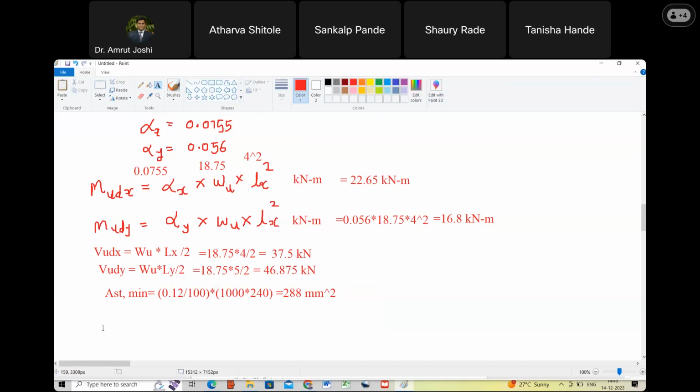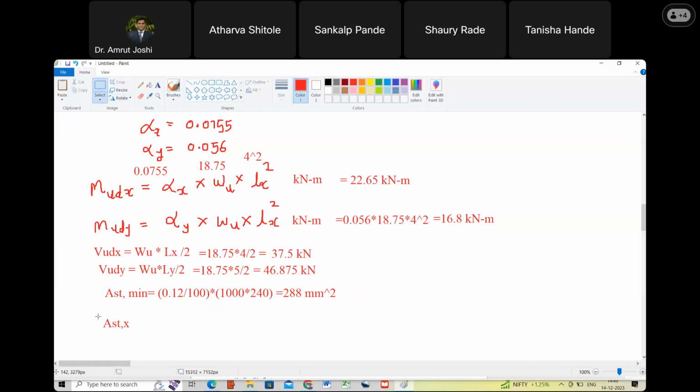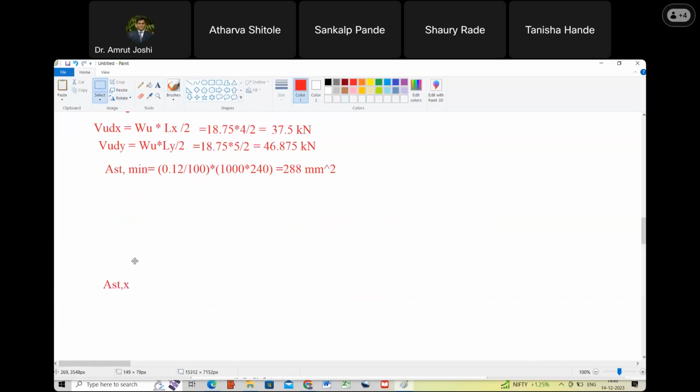Now let us calculate Ast in x direction. To do that, first of all, I will have to prove that this slab is under reinforced. Now I will have to make a choice of material. So let me say I choose M20 and Fe 500. Are you with me? Yes, sir. If I make that choice, what is the value of the neutral axis factor for the balanced section? It is 2.66. We have done this in the last class. Are you with me? Yes, sir.